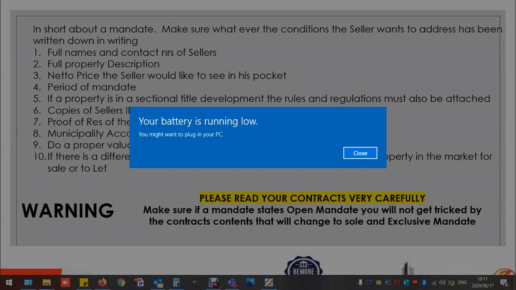Do a proper valuation report before you list the property on your website. There is a difference in valuation if you are currently a landlord of a property in the market for sale or to let. Now, part of Wednesday will be this valuation. How do you value a property? Yes. Is there anything else that you would like to know about this?